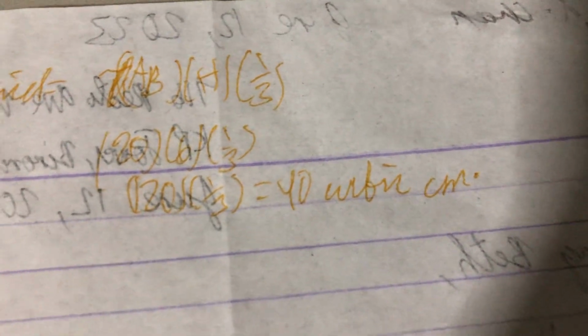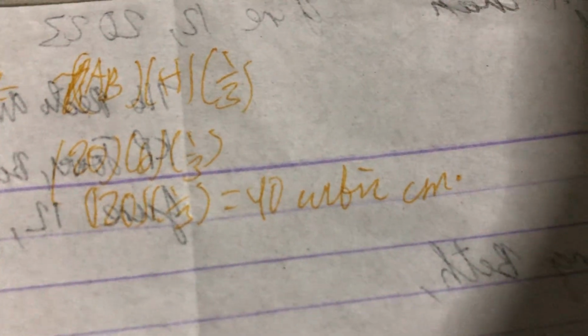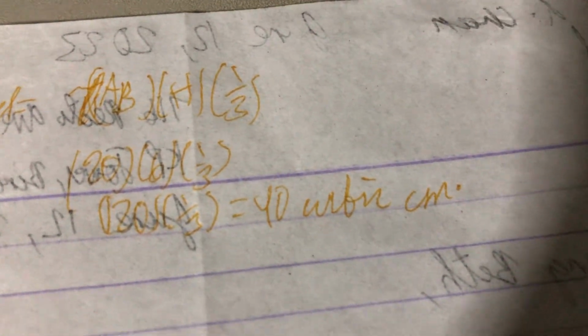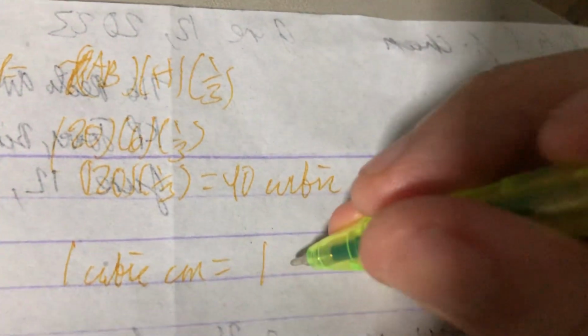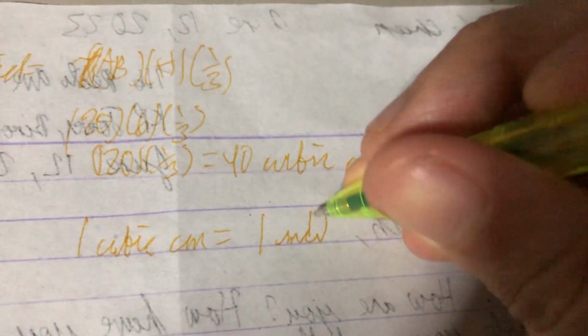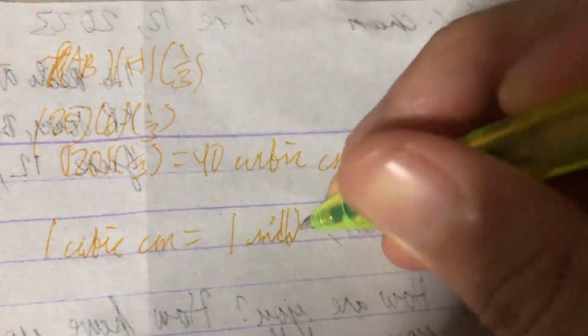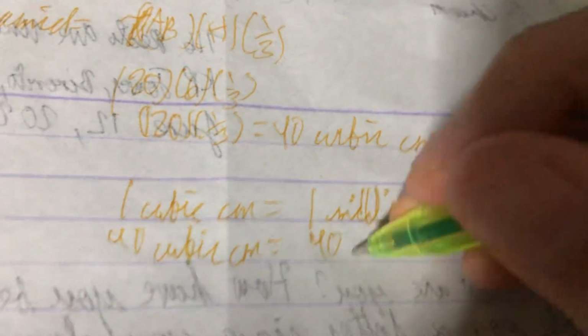Now, we are going to convert that into liquid units. Let's say your teacher tells you to convert it into liquid units. Here is what you do. Remember that 1 cubic cm has the same value as 1 milliliter. You will just have to change your unit to milliliters. So if you have 40 cubic cm, that is still equivalent to 40 ml.